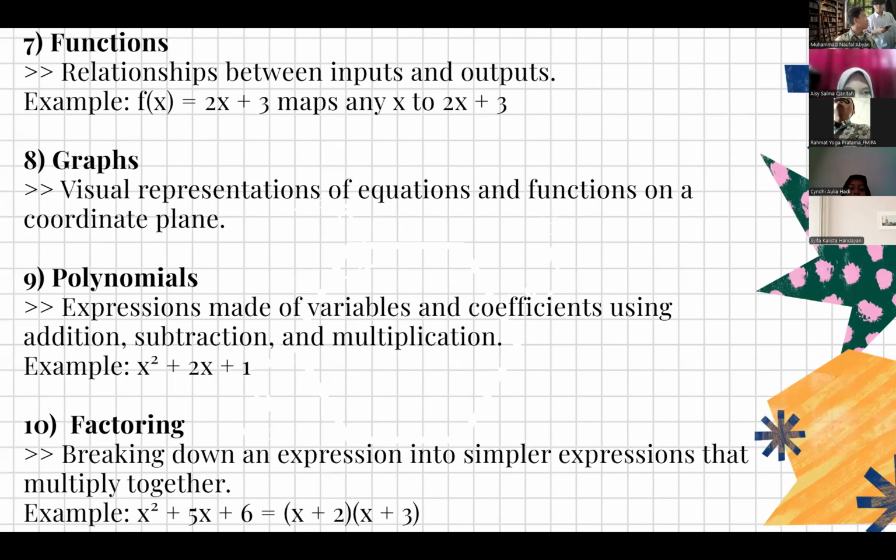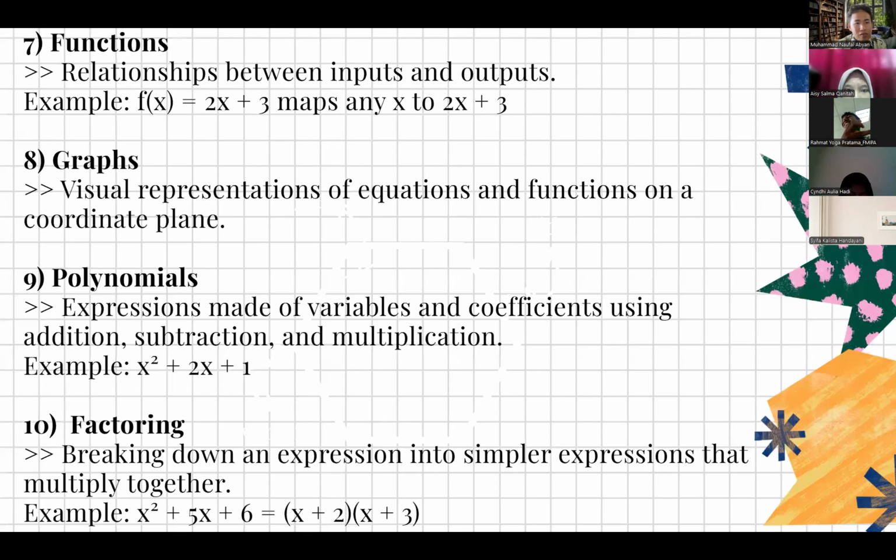Number 8, graphs: visual representations of equations and functions on the plane. Number 9 is polynomials: expressions made of variables using addition, subtraction, and multiplication, for example x to the power of 2 plus 2x plus 1.